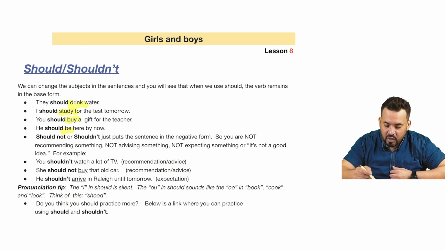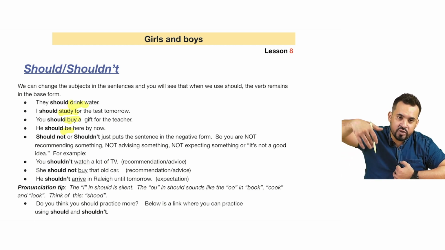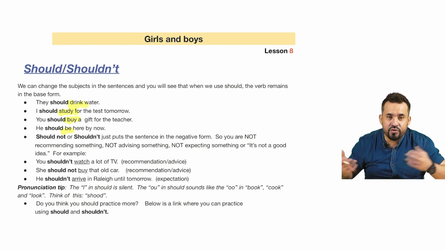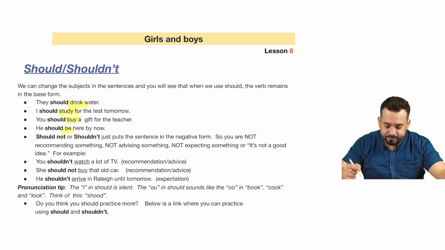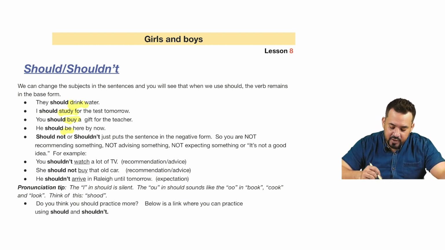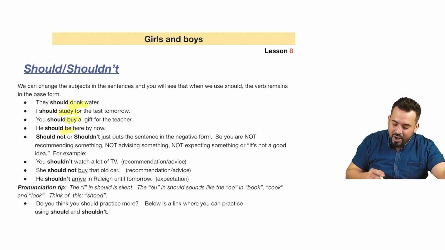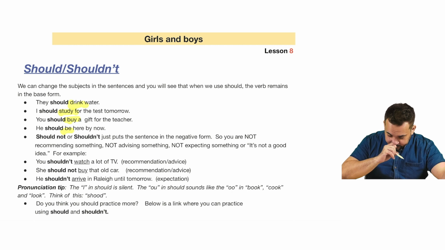Okay? Shouldn't just puts the sentence in the negative form. So if you want to use it in the negative, just add not after should, and that will be shouldn't or should not. Like you shouldn't watch TV. She shouldn't buy that old car. He shouldn't arrive in Raleigh until tomorrow.